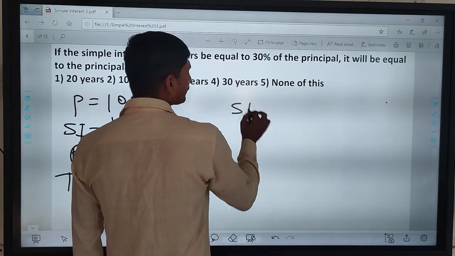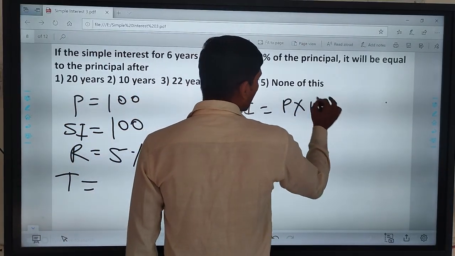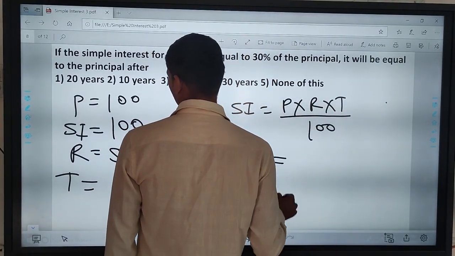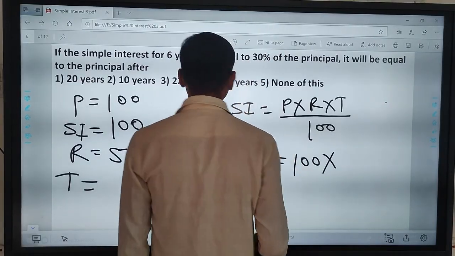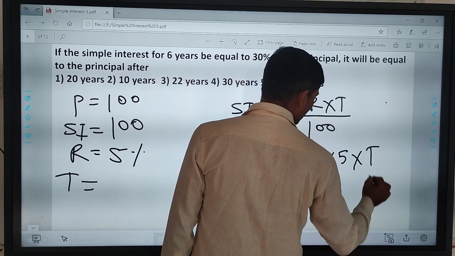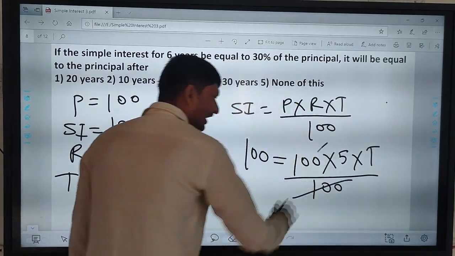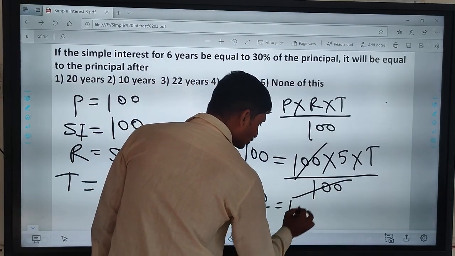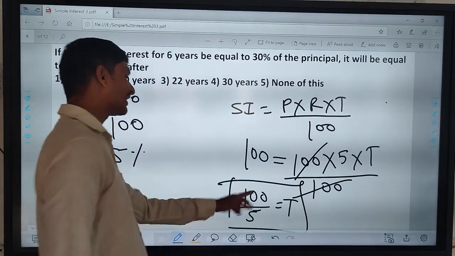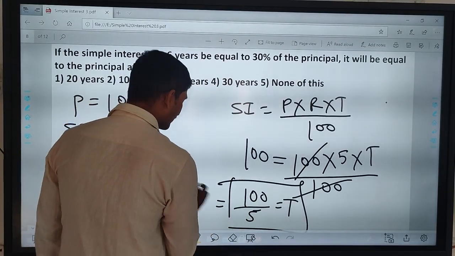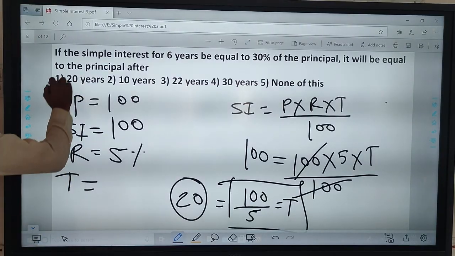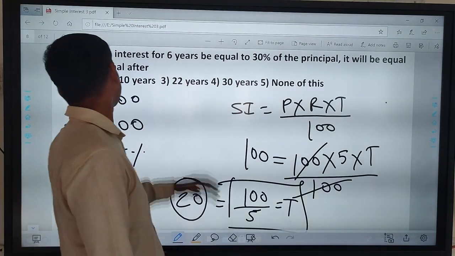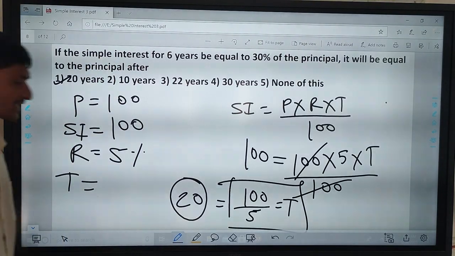SI is equal to P into R into T divided by 100. The simple interest is 100, the principal is also 100, and the rate of interest is 5. We find the time duration: the 100 gets cancelled, then 100 divided by 5 is equal to T. 100 divided by 5 means 20. The time duration is 20 years. After 20 years, the interest will be equal to the principal. This is your answer.